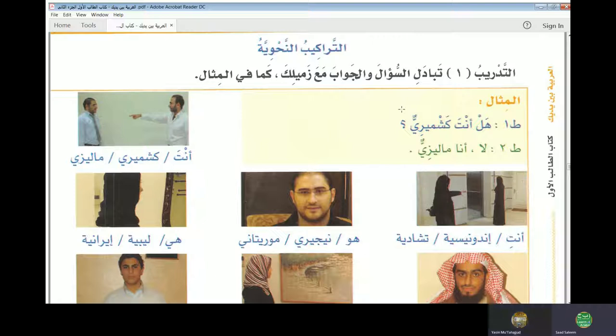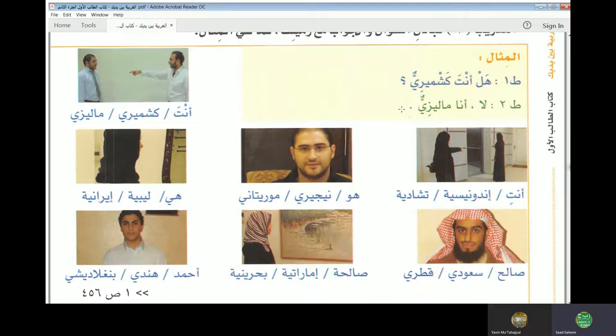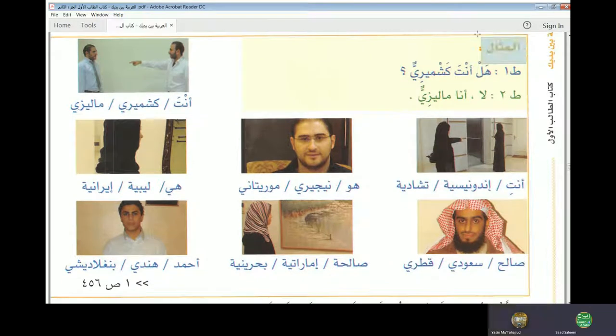Okay, in this method, the student notes everything in his notebook so that he can revise after the class. Al-misal, the example. First student, talib al-awwal: hal anta kashmiriyun? Are you Kashmiri? Second student, talib al-sani: la, ana malizi. No, I am Malaysian. So I am the first female student, talibatul ula, and you are the second Indonesian student, talibatul sania. I will ask you and you will answer me in Arabic only.